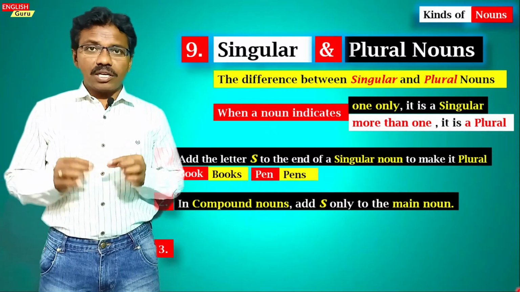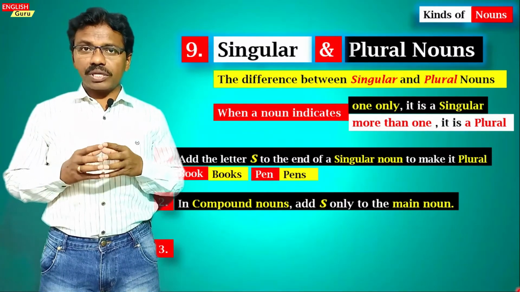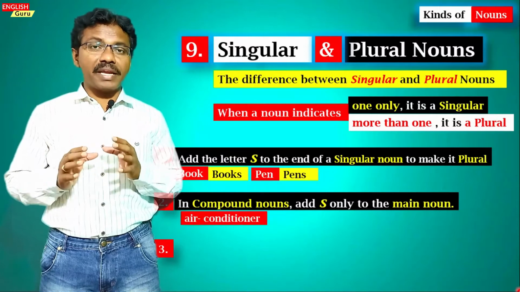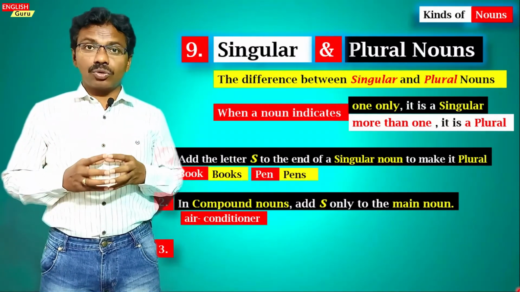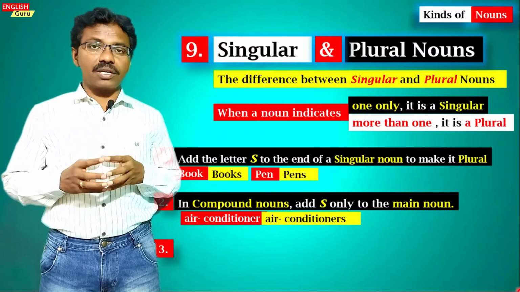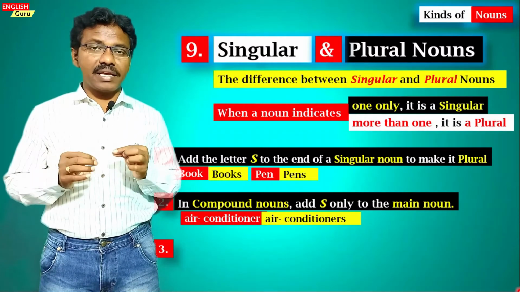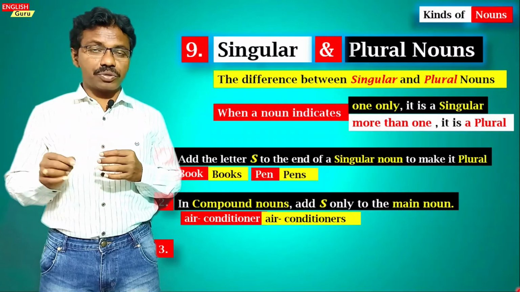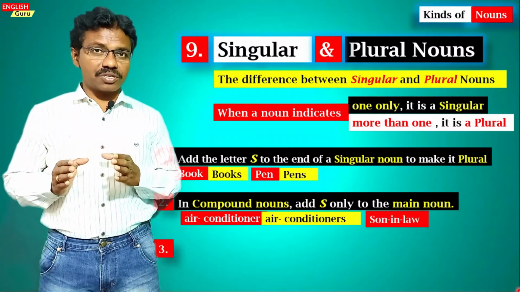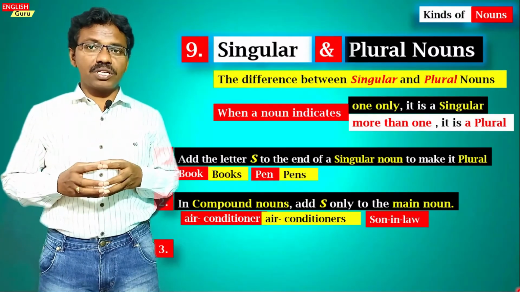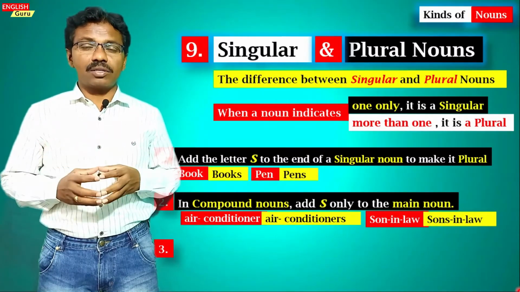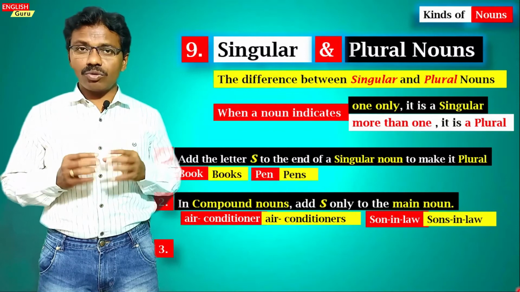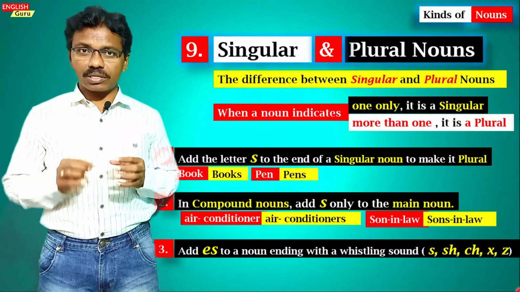And the next one is in compound nouns, we should add S to the main noun. For example, air conditioner. Here the conditioner is the main noun, so we have to say air conditioners. You should add S to conditioner, not air. And the next one is son-in-law. Sons-in-law. So sons is the main noun, so we have to add the plural to sons.